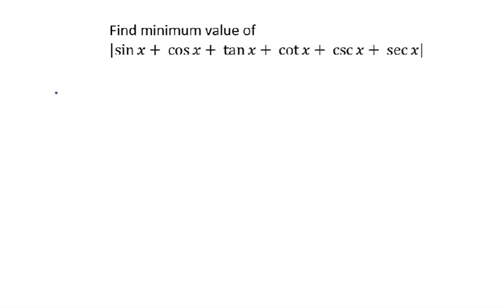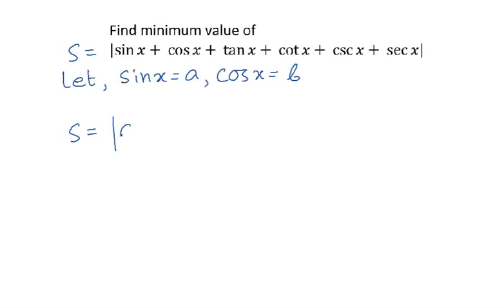As we know that the trigonometric ratios are interrelated among each other, so we can use this interrelation to start with. So we can let sin x be equal to something a and cos x be equal to some b. Then suppose the expression name is S, so that S will be written as mod of a plus b plus a by b plus b by a plus 1 by a plus 1 by b.